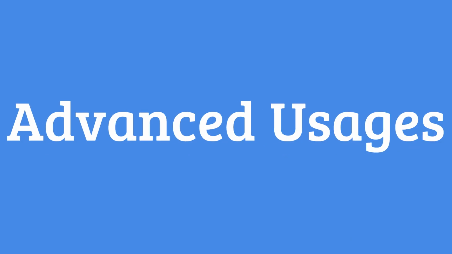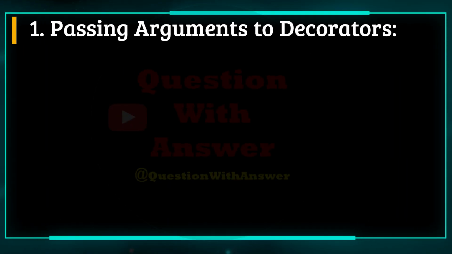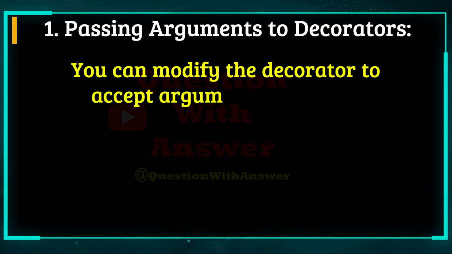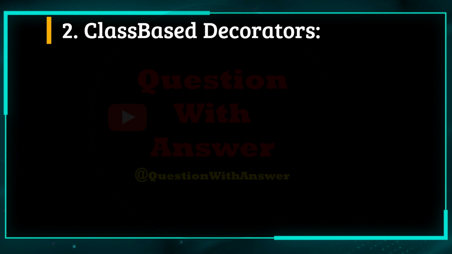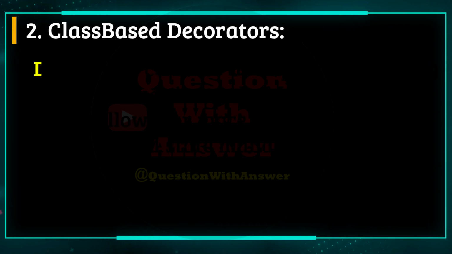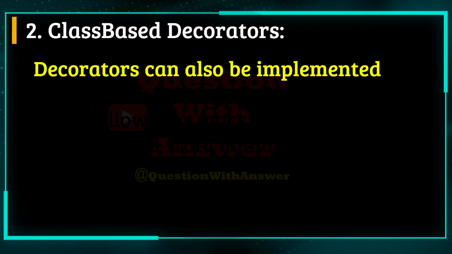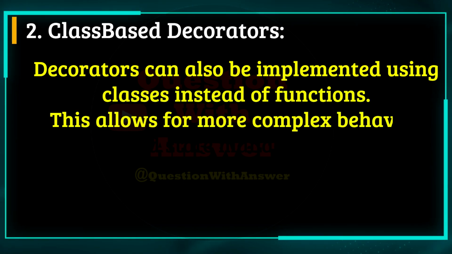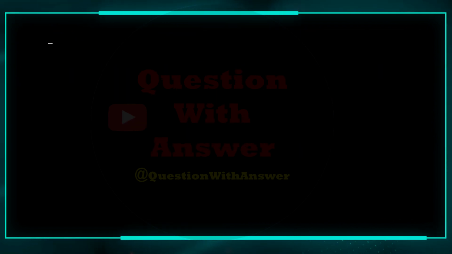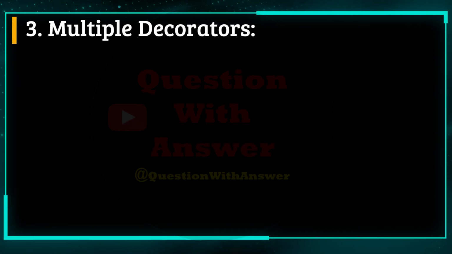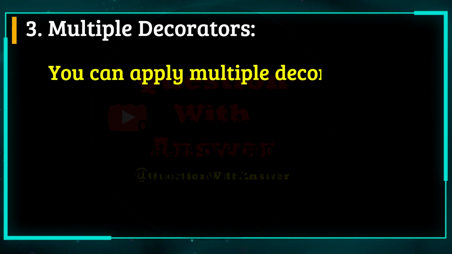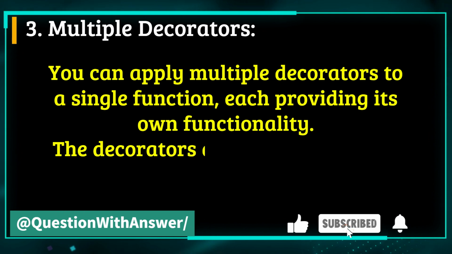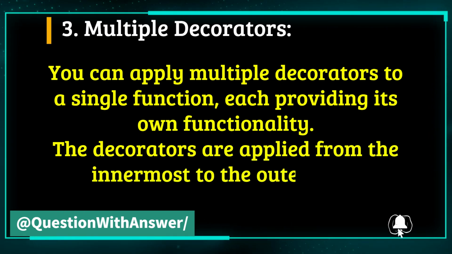Advanced usages. 1. Passing arguments to decorators. You can modify the decorator to accept arguments if needed. 2. Class-based decorators. Decorators can also be implemented using classes instead of functions. This allows for more complex behavior and state management. 3. Multiple decorators. You can apply multiple decorators to a single function, each providing its own functionality. The decorators are applied from the innermost to the outermost.